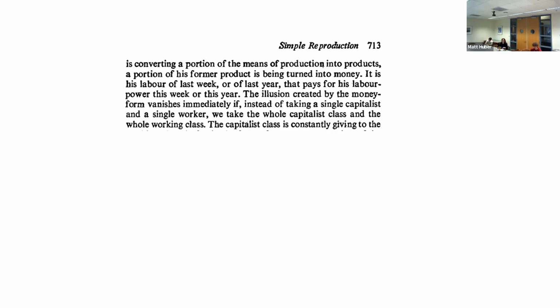So instead of taking a single capitalist and a single worker, we take the whole capitalist class and the whole working class. So if the capitalists are all consuming the entire surplus value, then they are going to reproduce their capital at the same scale, and workers as a whole class are going to reproduce their capacity to work by consuming their means of subsistence and then coming back to work. And again, this whole thing is going to be kind of stagnantly reproducing itself in a class way.